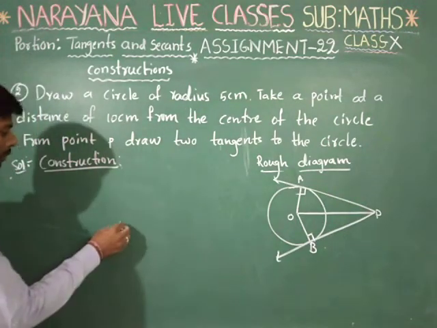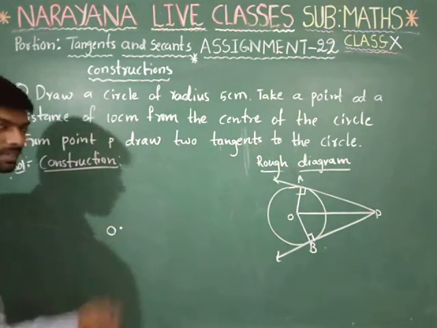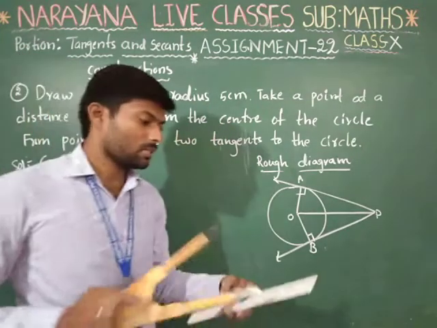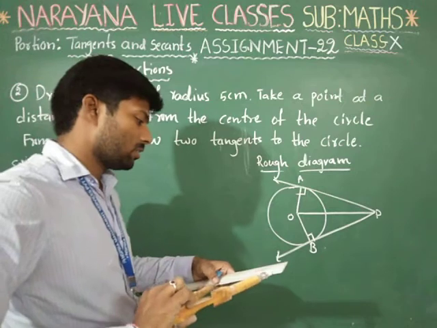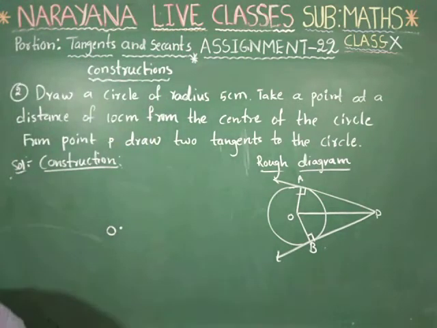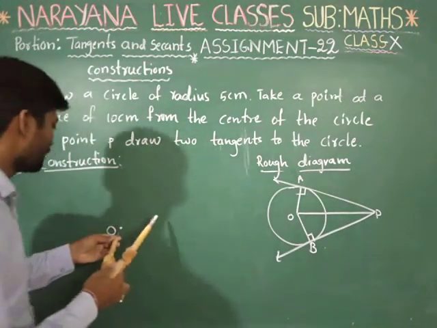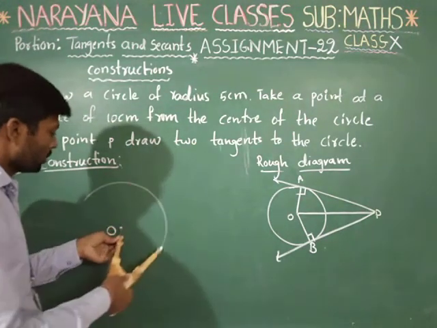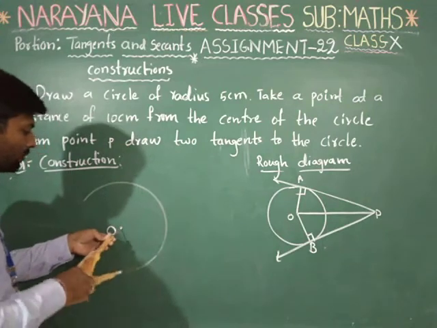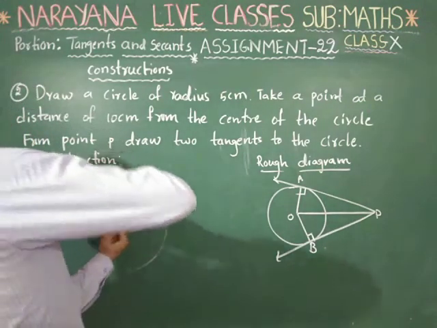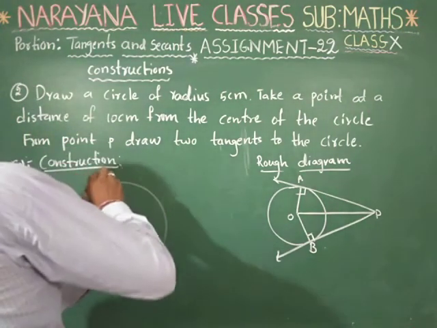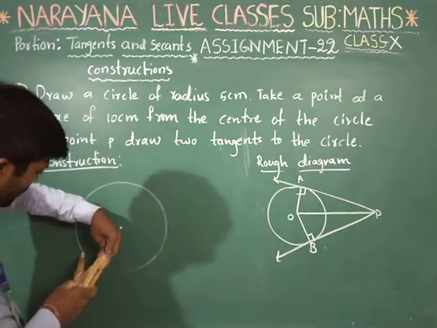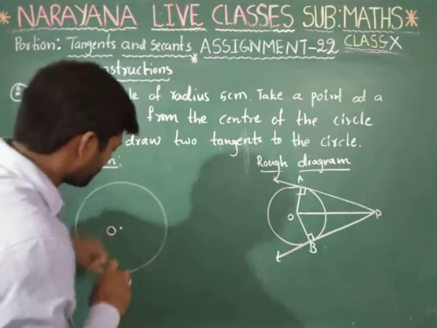So let's take point O as the reference. Take 5 centimeters as a radius. Then how to draw the circle? Take this point as center and draw a circle whose radius is exactly 5 centimeters, as given in the question. So like that you have to draw the circle.